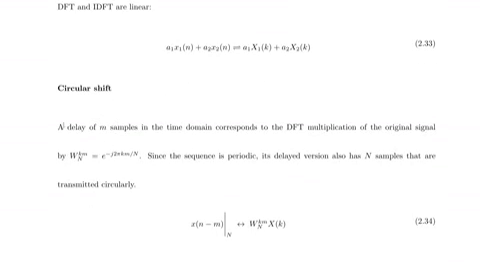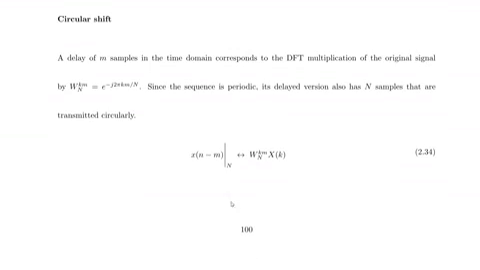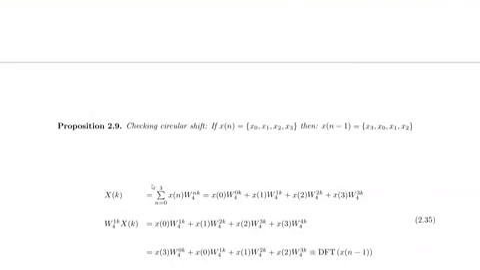Circular shift. A delay of m samples in the time domain corresponds to the DFT of the original signal multiplied by W_N^(km). Since the sequence is periodic, its delayed version also has N samples that are shifted circularly. Here you see whatever we said in the sentence.